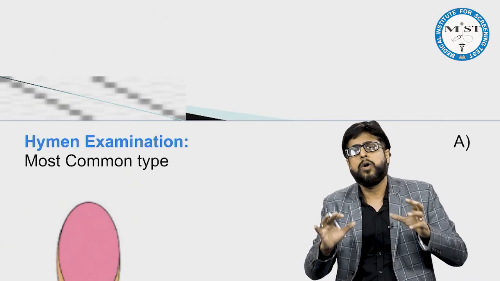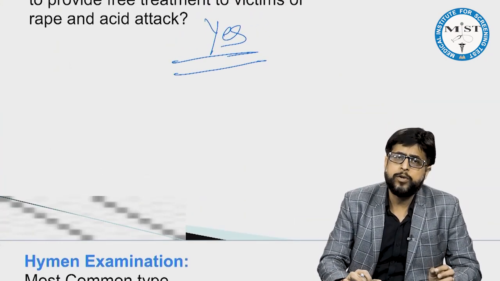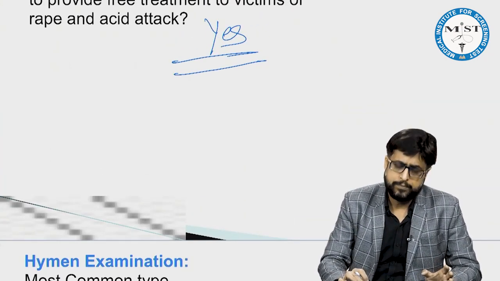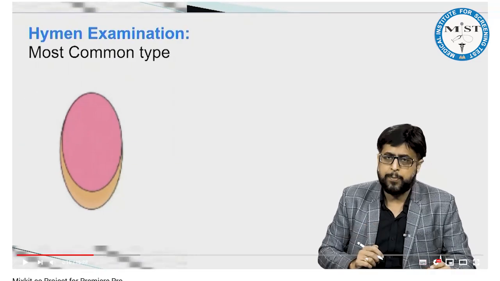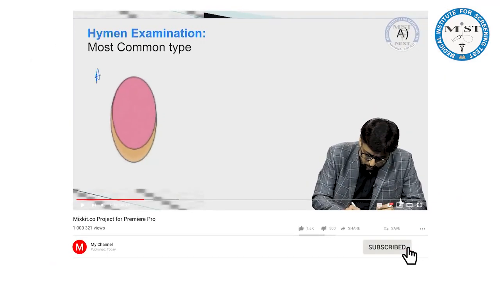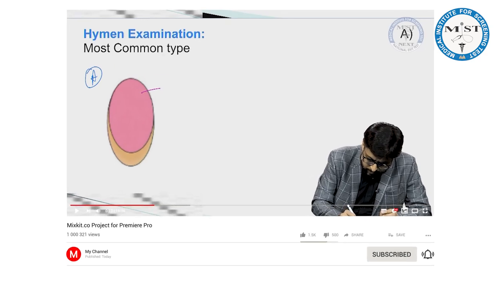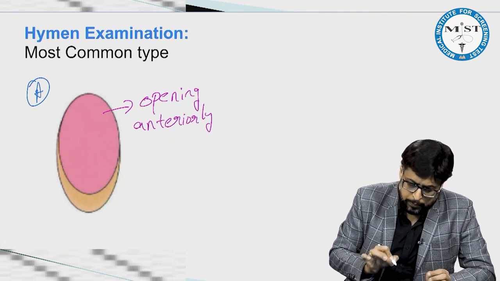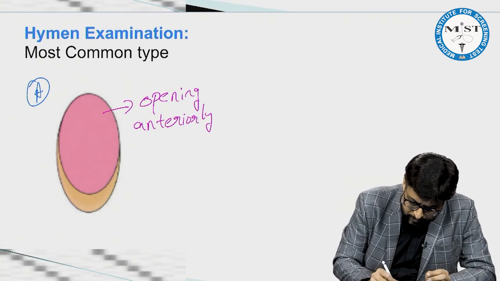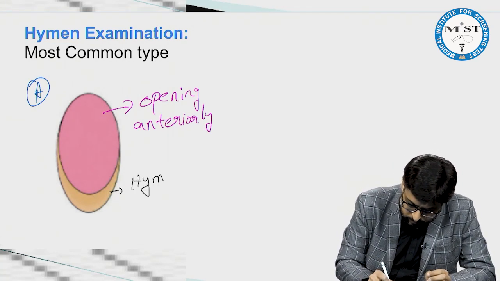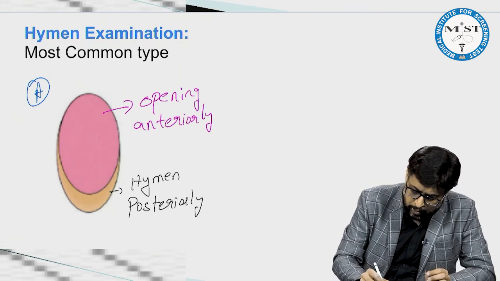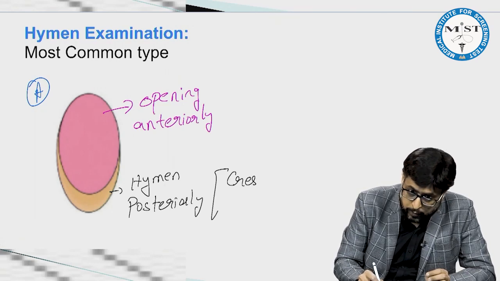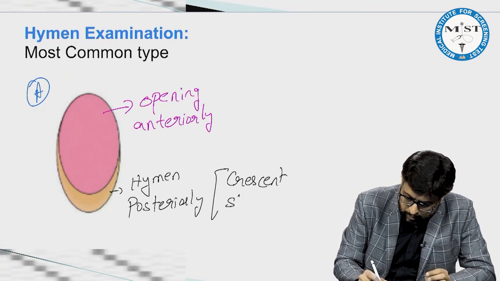Now, coming to hymen examination. Can you tell me which is the most common type of hymen? This is the most common type of hymen, where the opening is placed anteriorly, but the hymen is placed posteriorly, and the shape of the hymen is crescent shape. You can see it is a crescent shaped hymen.